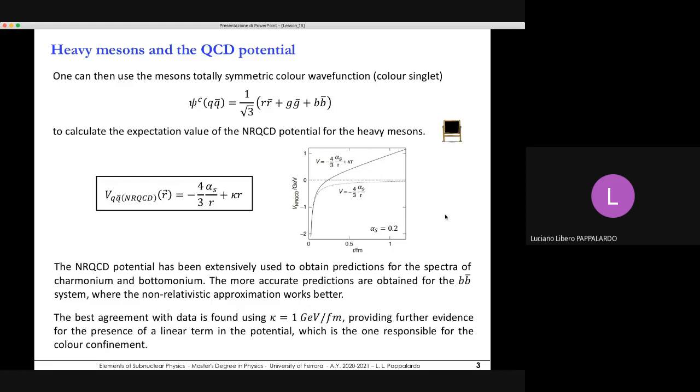In particular, the best agreement with data is found using this value of the string tension, so 1 GeV over Fermi, providing further evidence of the presence of a linear term in the potential, which is the one responsible, as we've seen, for the color confinement. Okay.